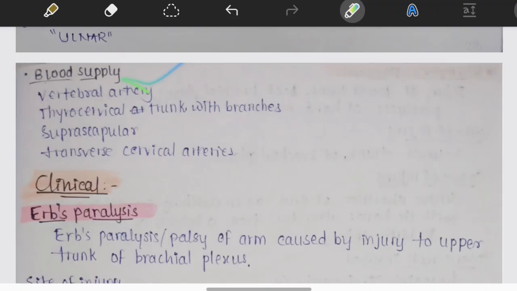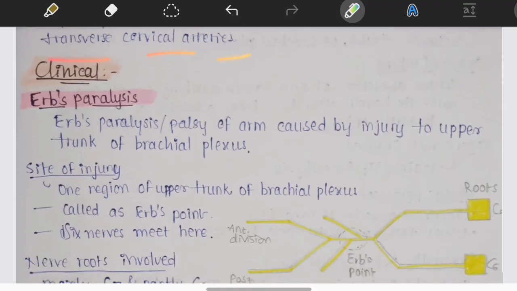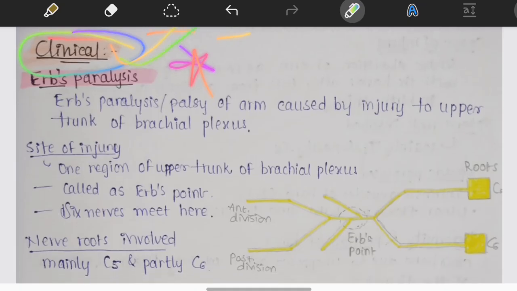Next, blood supply. Vertebral artery, thyrocervical trunk with branches, suprascapular, and transverse cervical arteries. Then we will see important questions from the brachial plexus, that is, the clinical anatomy.